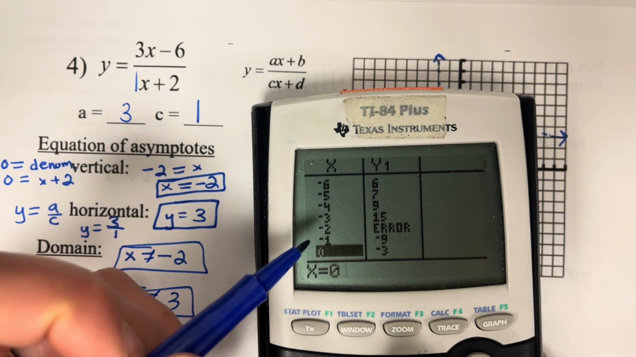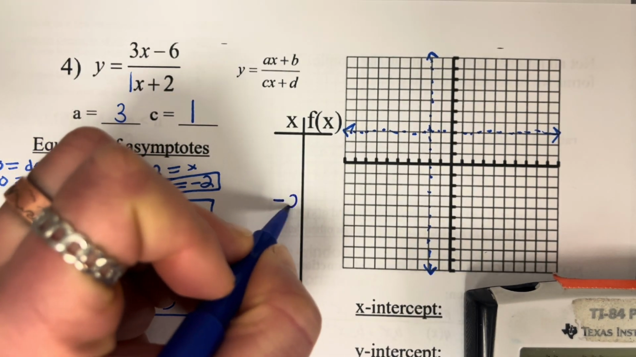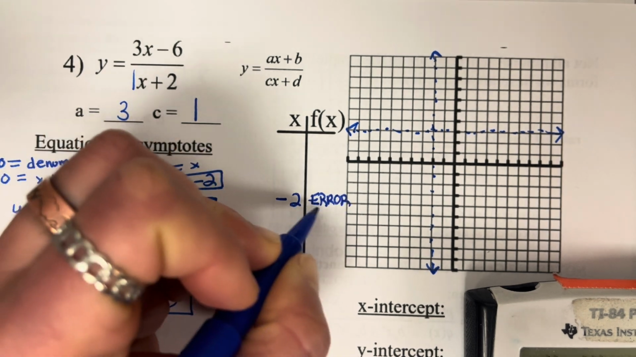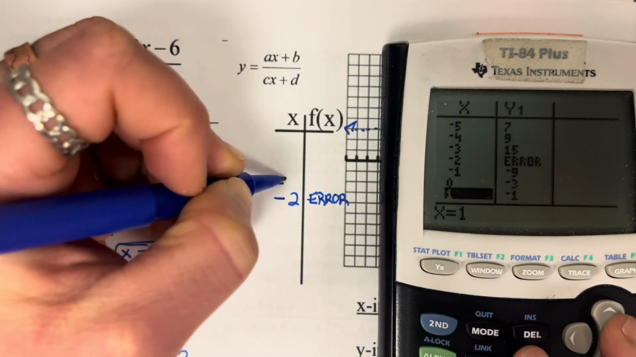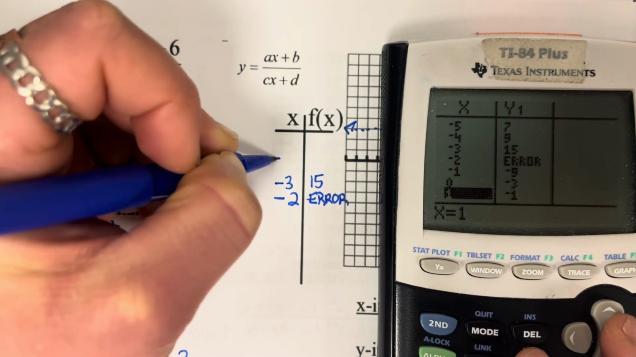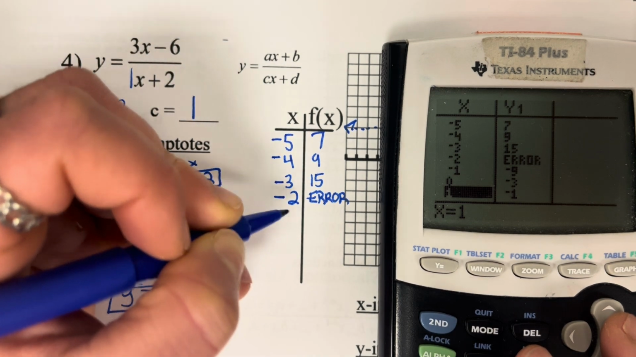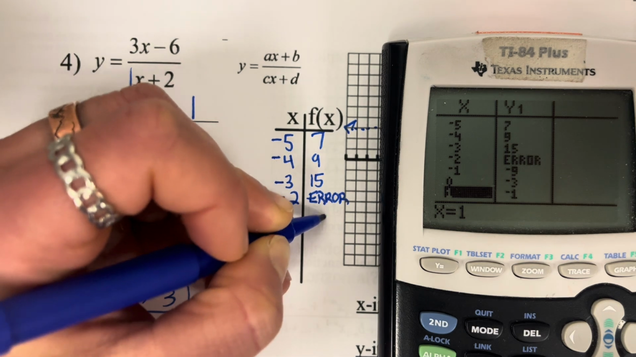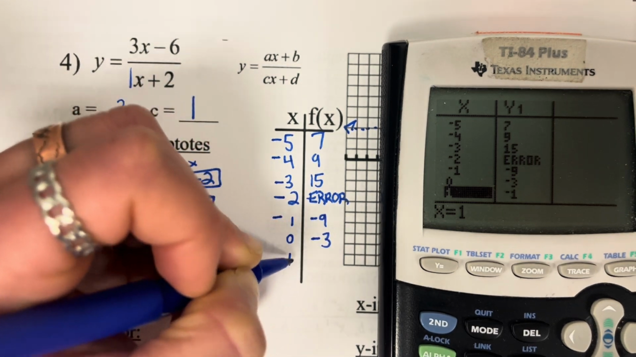I would start right where it says error, because that's your asymptote, and make that the middle of your table. You can put error or undefined here. And then you're going to copy down the rest of the values. So we've got negative 3, 15, negative 4, 9, negative 5, 7, and then let's do 3 on the other side. We've got negative 1, negative 9, 0, negative 3, and 1, negative 1.